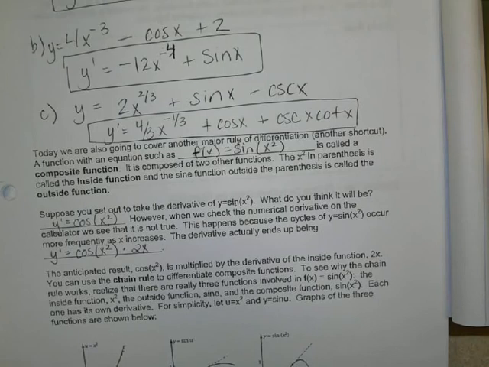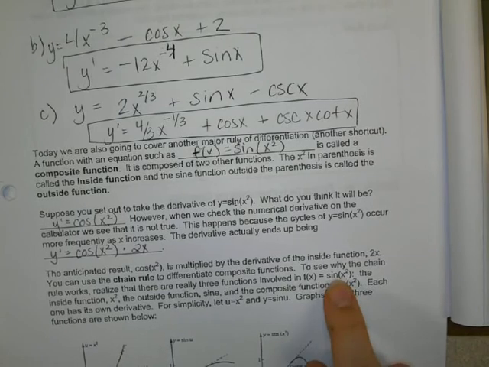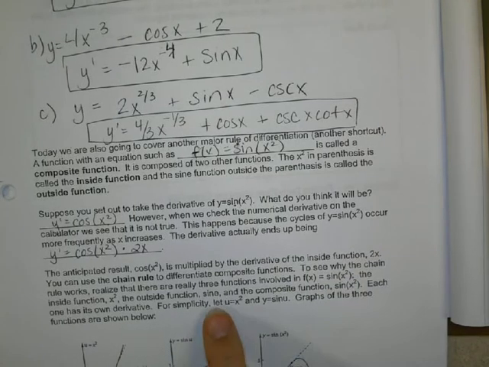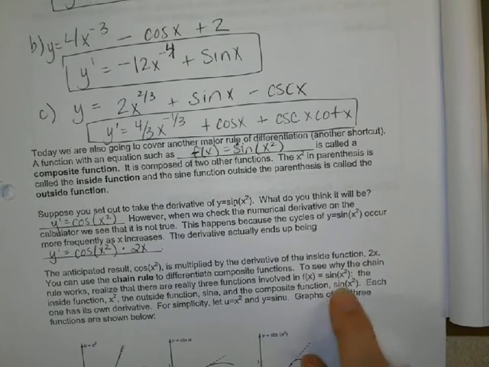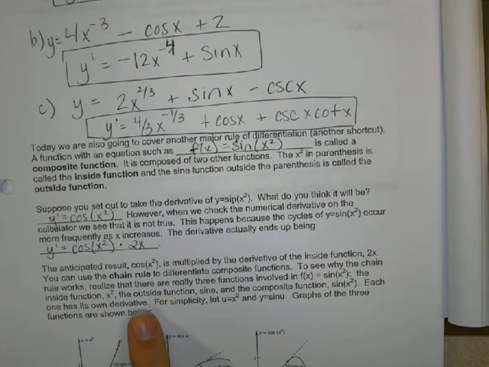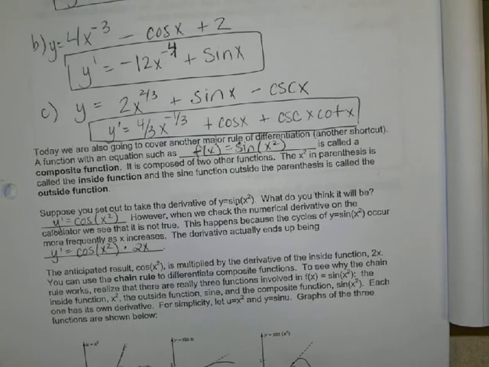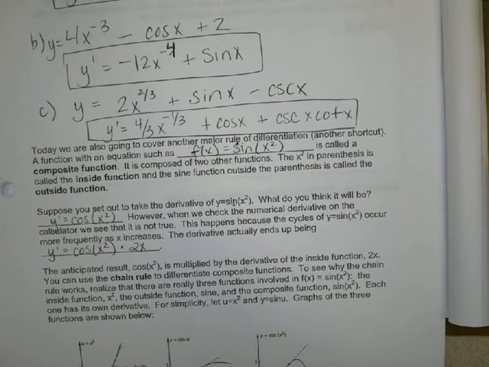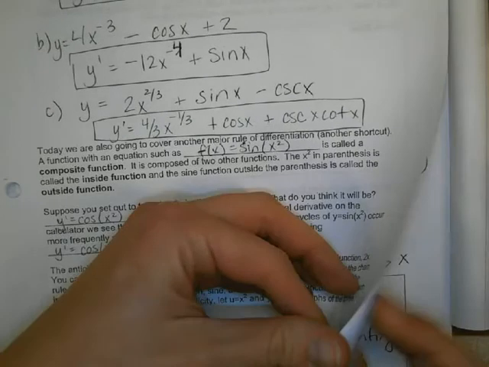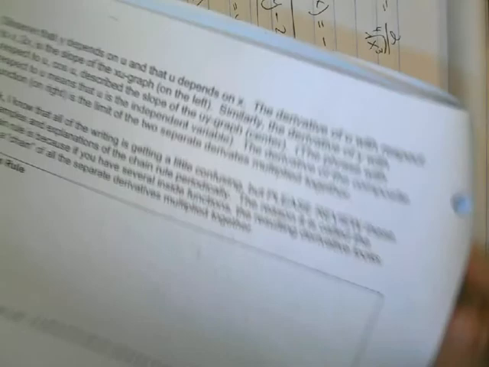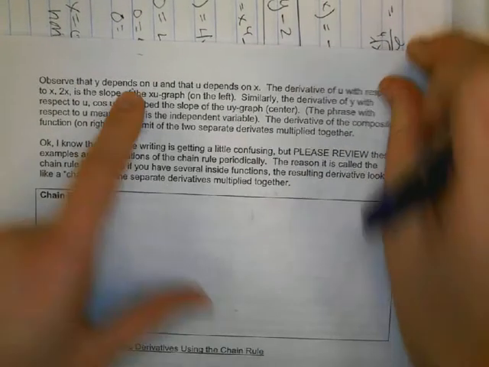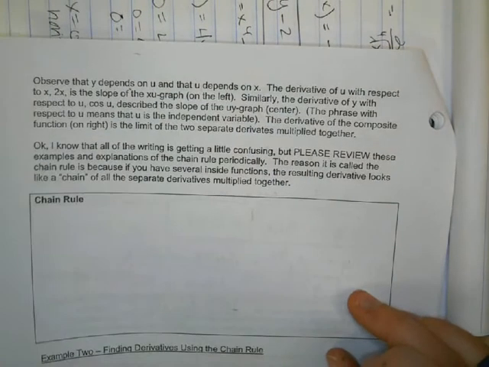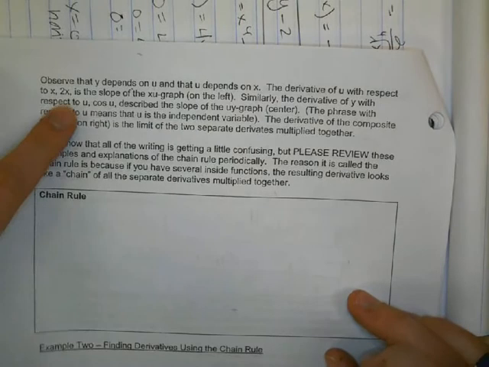To see why the chain rule works, realize there are really three functions involved in this. You have the inside function x squared, you have the outside function sine, and then you have the whole entire function all at play. Each one has its own derivative. And so you can kind of see if you have three different functions, x squared, sine, and the composite function, each of them have different slopes at the same point of 1. Here. So observe that y depends on u depends on x. The derivative of u with respect to x, 2x, is the slope of the x squared graph.